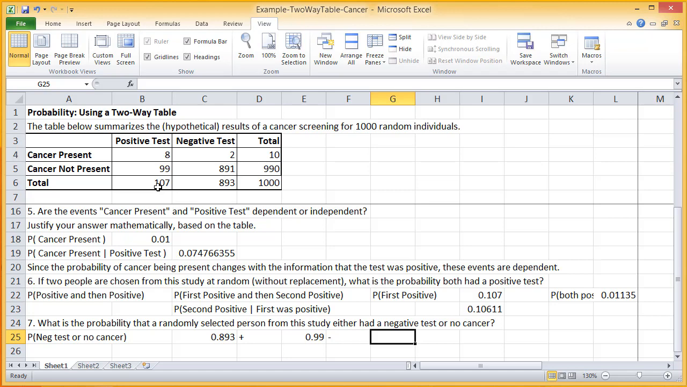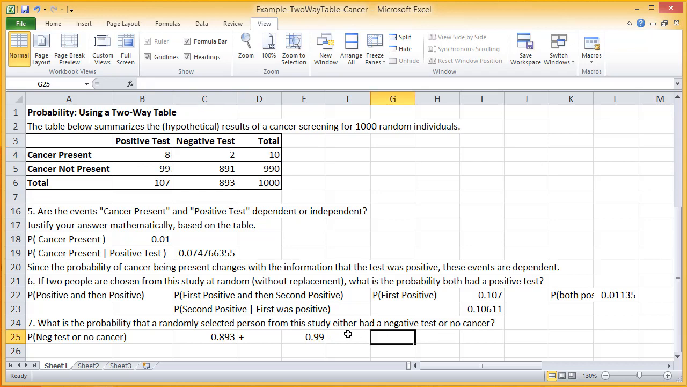In our table, the cancer not present overlaps with the negative test. What we're doing is we're counting these 891 people who had a negative test and had no cancer. We're counting them twice. We should only count them one time. So really, ultimately, we only want these 99 people who had a positive test and no cancer, these 891 that had a negative test and no cancer, and these 2 people that had a negative test and had cancer. Those are the only people. There's only 3 categories that will satisfy the condition that we have.